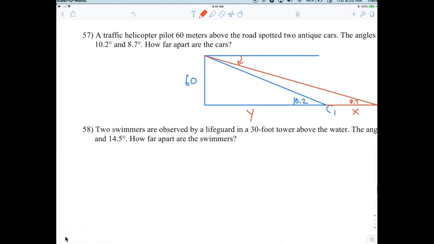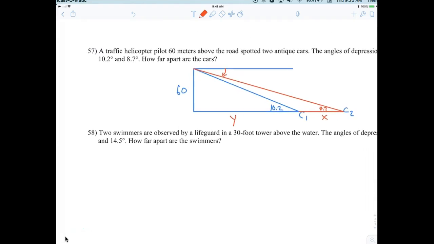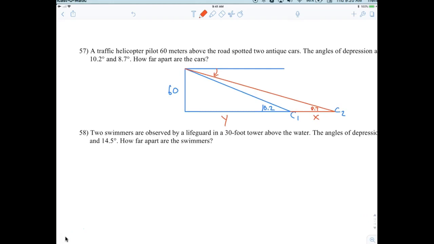I can figure out what y is rather quickly. Do you agree with that? Tangent of 10.2 is equal to 60 over y, right? So then y is equal to 60 divided by the tangent of 10.2. Do you agree with that? So tell me what that is. Somebody. 333.5.